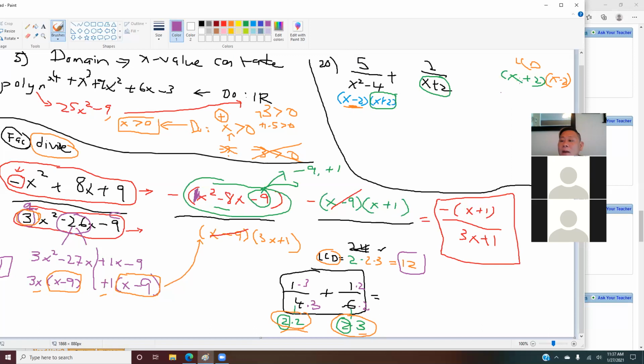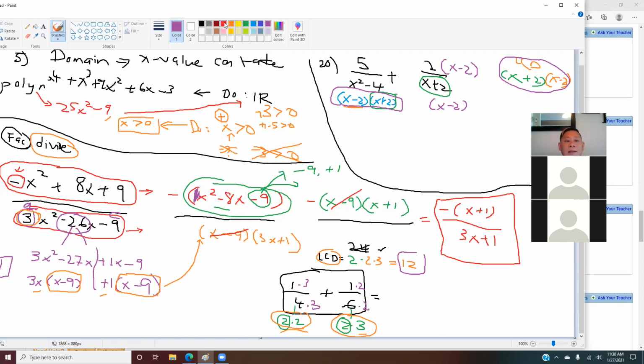This is the same thing, because this is my LCD here. So what now? This one has both of these factors in the LCD, so you do not need to multiply anything to it, because it already has x plus 2 and x minus 2. But for this one, what term is missing compared to your LCD? x minus 2. So you have to multiply this by x minus 2, but whatever you multiply on the bottom, you have to multiply on the top. This is something we just did over here, right?